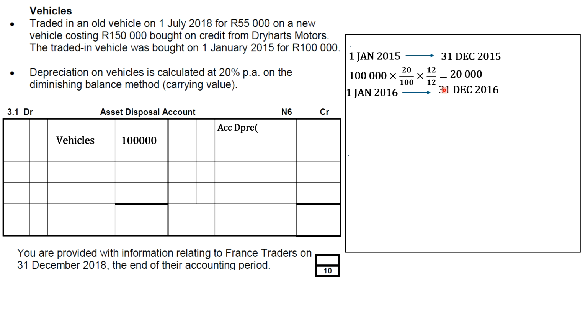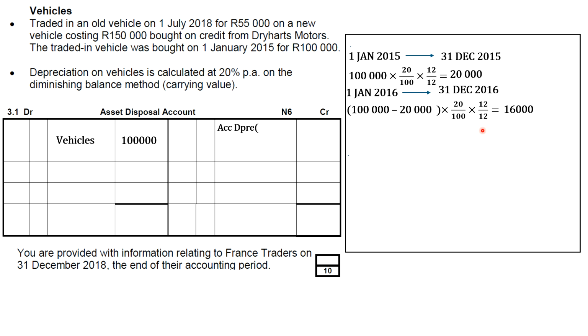So our calculation is going to be a little different from this one. It's going to be 100,000 minus 20,000, because it's on diminishing balance, and our 20,000 is from the previous year. This functions as our accumulated depreciation for the year of 2016, times 20 over 100, what we're given here, times 12 over 12, because from January to 31 December it is 12 months. That's going to give us 16,000.